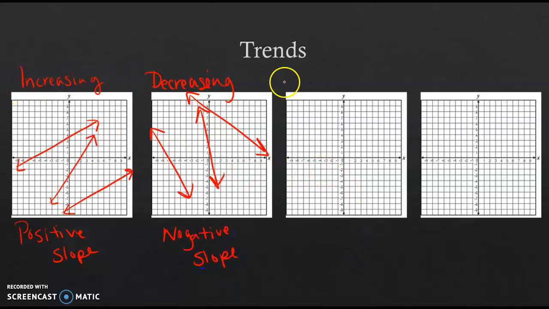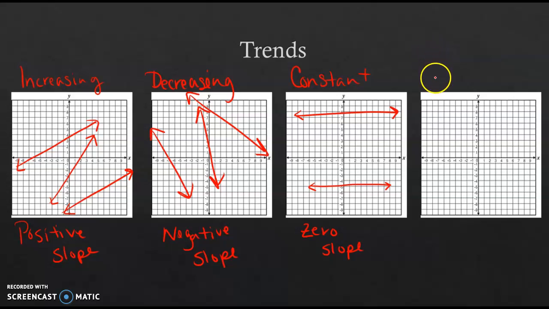So we had increasing, decreasing, we also had a constant. That's where our line just went straight across. Those constant intervals had what we call a zero slope, because they weren't rising any, they were just running. And so 0 divided by anything is 0.